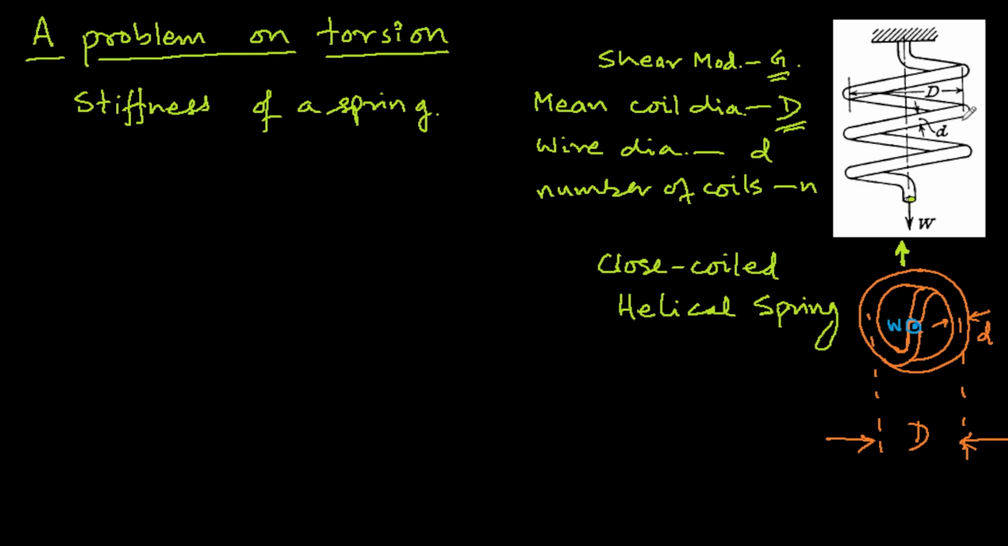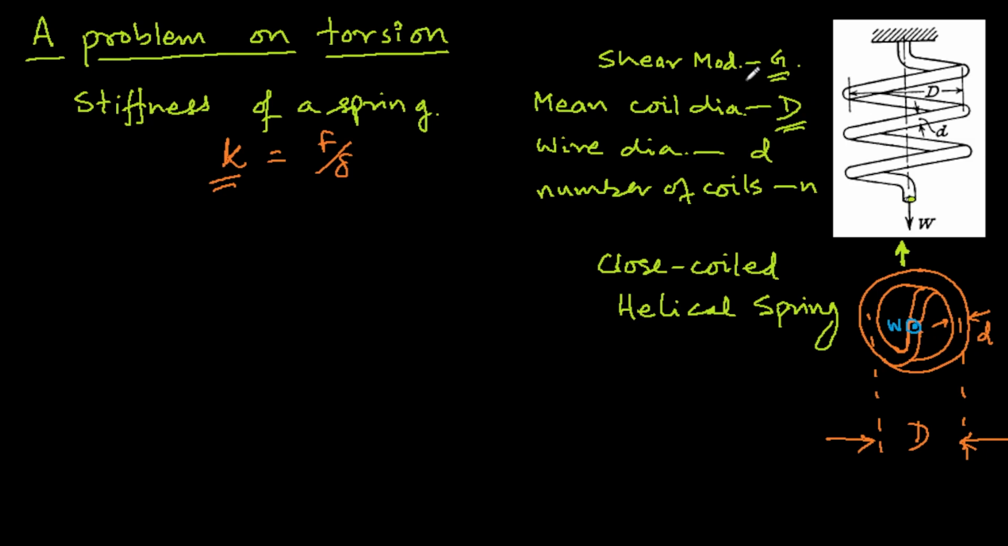And then we are trying to find out the stiffness constant, the K, which is how much force we apply for a spring to deflect by unit length. Force per unit deflection, right? So force per unit deflection. So that stiffness in terms of these constants we want to figure out.